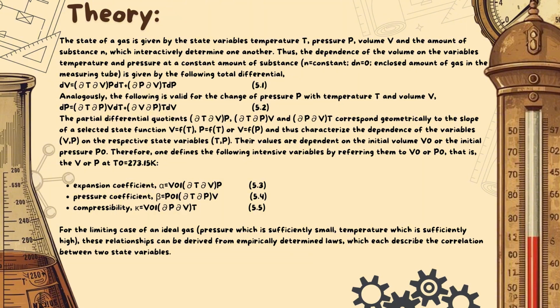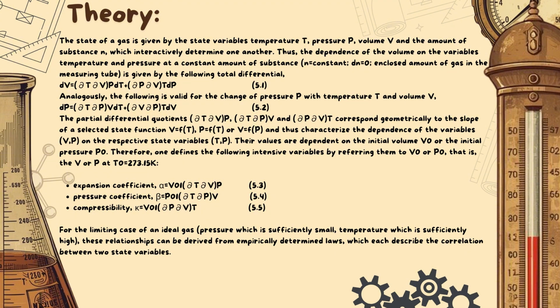Equation 5.1 is shown. Analogously, the following is valid for the change of pressure with temperature and volume. Equation 5.2 is shown. The partial differential quotients ∂V/∂T, ∂V/∂P, ∂P/∂T correspond geometrically to the slope of the selected state functions V equal to f(T), V equal to f(P), or P equal to f(T), and thus characterize the dependence of the variable V or P on the respective step variable T or P. Their values are dependent on the initial volume V0 or the initial pressure P0.